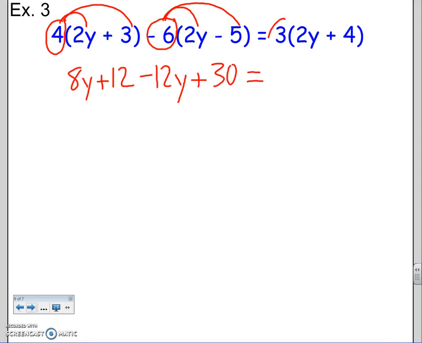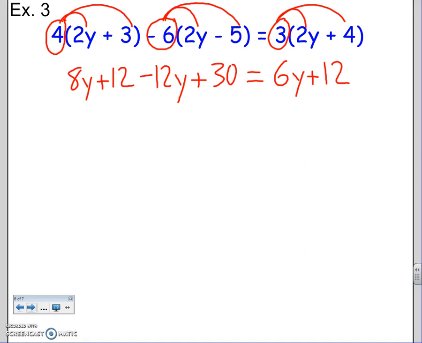Equals, and for this side, distribute this 3. Positive 3 times positive 2y is 6y. Positive 3 times positive 4 is positive 12. Alright, so we did the distributing part. We can still combine terms, so we're still technically on step 0.